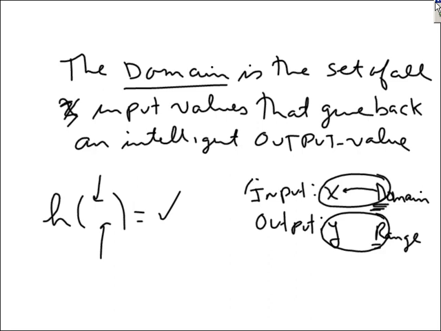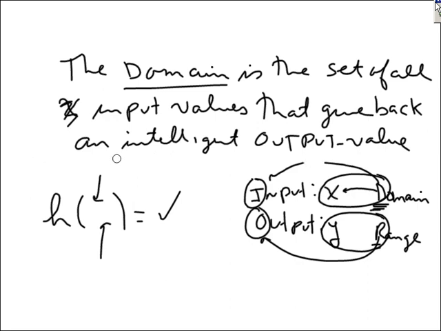I just realized something as well. I is before O, and D is before R. You can say D goes with the input, and R goes with the output. The domain are the input values, the x values usually. And the range, when we talk about it, is the y values.